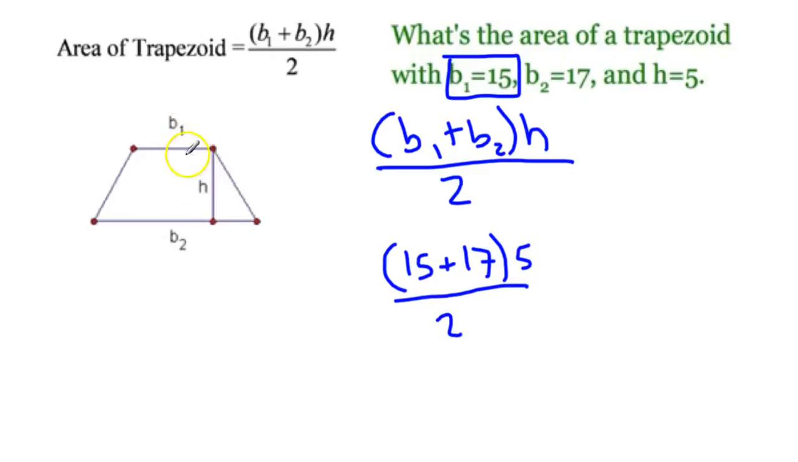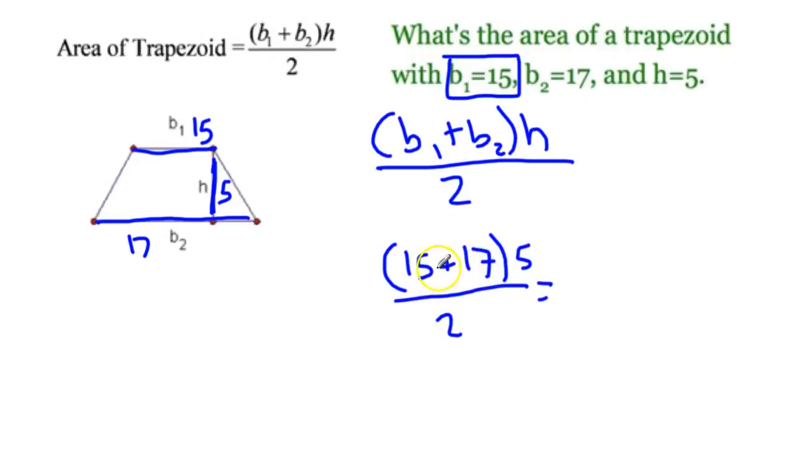The way this looks over here, right, B1, we said that was 15, so it means this side is 15. B2, that's down here, so that's 17. And H is right there, that's 5. So this is a real trapezoid with those numbers. Now we need to simplify.